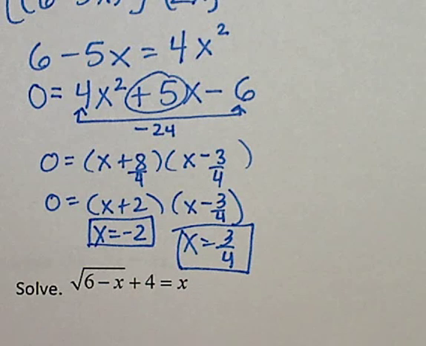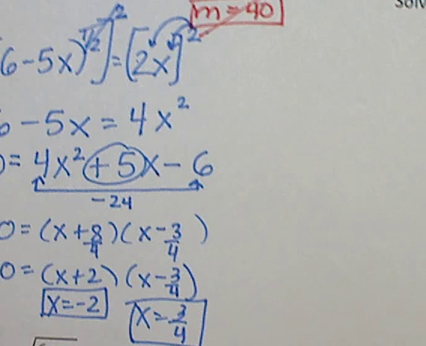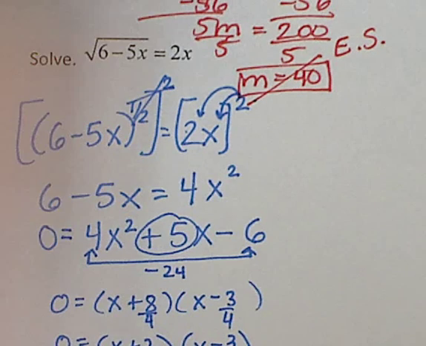Now, first I'm going to show you how to get the answer, how do we check, and then we're going to talk about some common sense with math. Let's start off with negative 2. Come up to the original problem, we're checking for extraneous solutions. So this is a pretty easy problem.